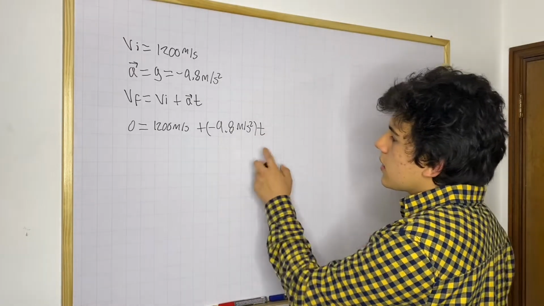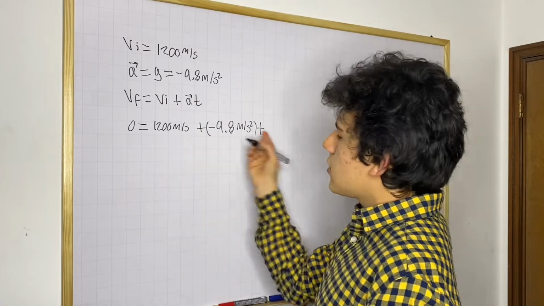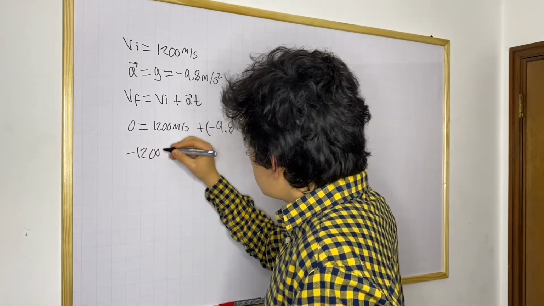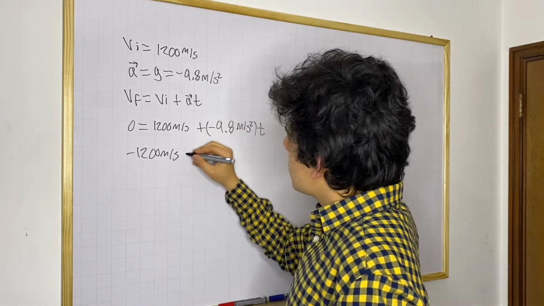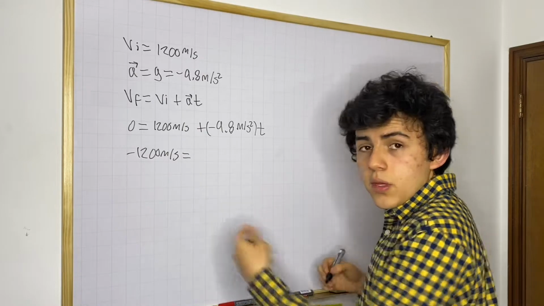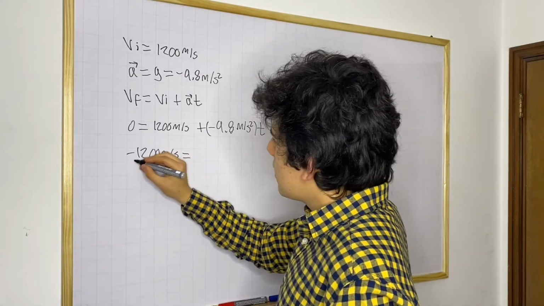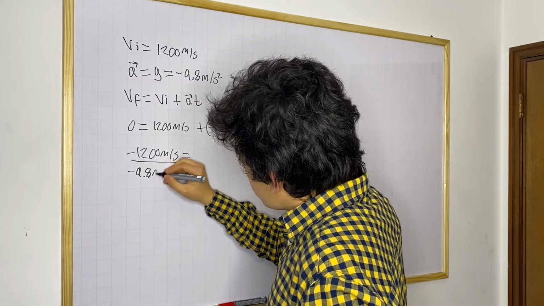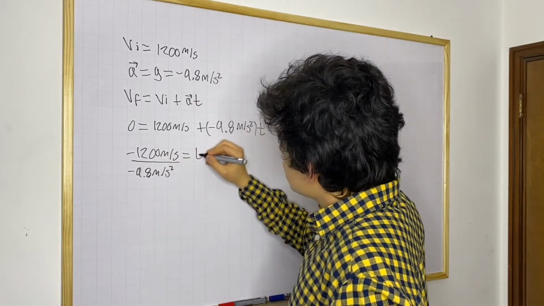So now we can substitute in that value. And now the only thing that we need to do is to solve for time. So I'm just going to play the algebra. You would have negative 1200 meters per second is equal to, I'm just going to divide both sides of the equation by gravity, so I can isolate time. And this should be equal to time.